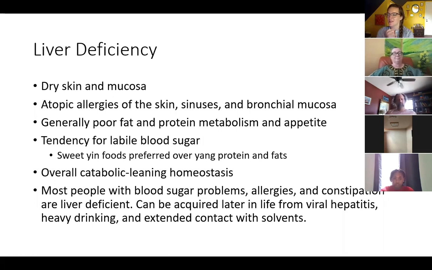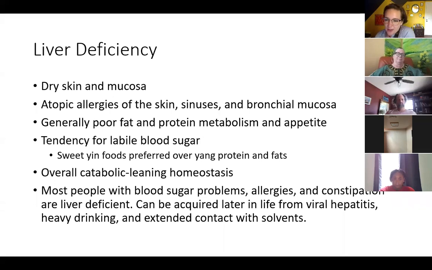So on to liver. So liver deficiency: dry skin, dry mucosa, that's the inside skin. All that's dry, and that can lead to tension. Atopic allergies of the skin. Atopic, I like to define my terms if I learned them as I write them.